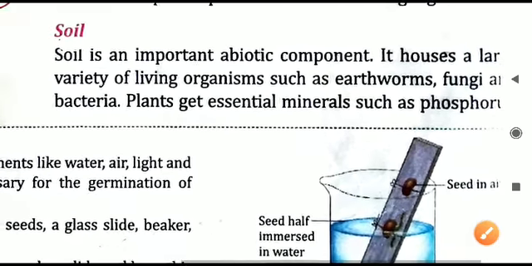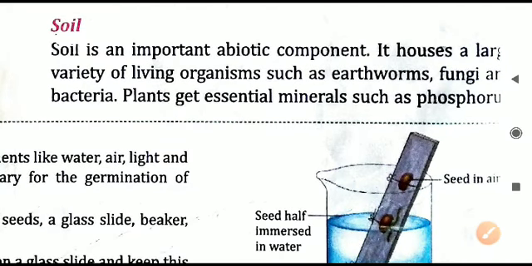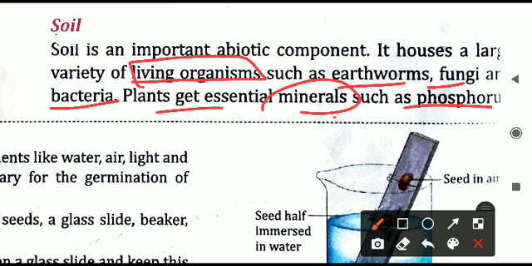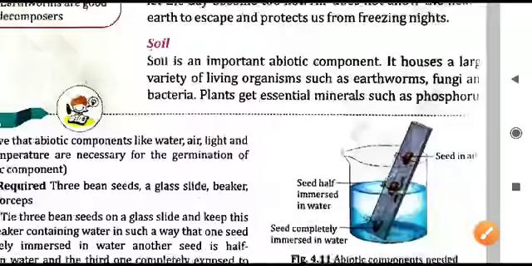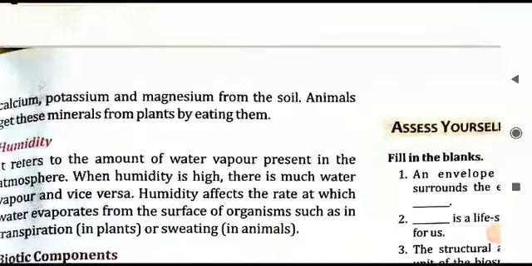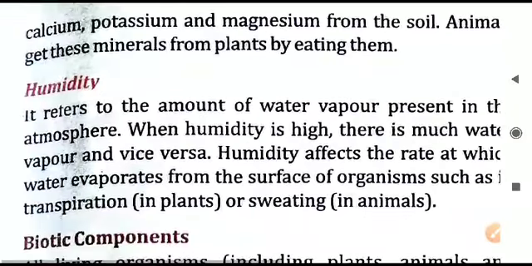So now we will move to the next, that is the soil. That is the next important abiotic factor. Soil is the house for a large number of living organisms like earthworms, fungus, bacteria. All these are present in the soil only, and from the soil only the plants are getting various kinds of minerals like nitrogen, phosphorus, potassium. All the minerals are also dissolved in the soil. So soil again becomes another important abiotic factor for our life.